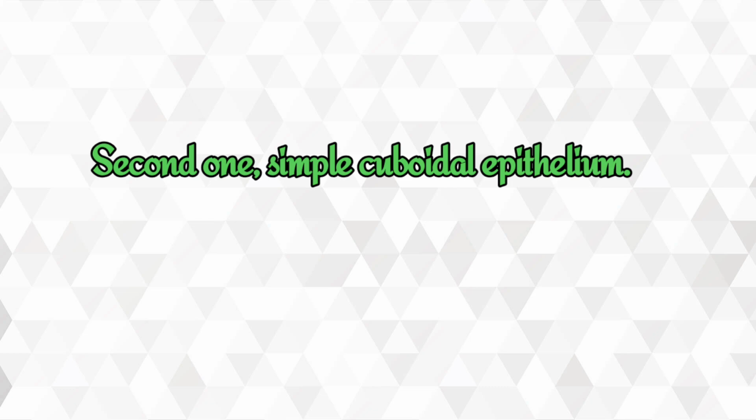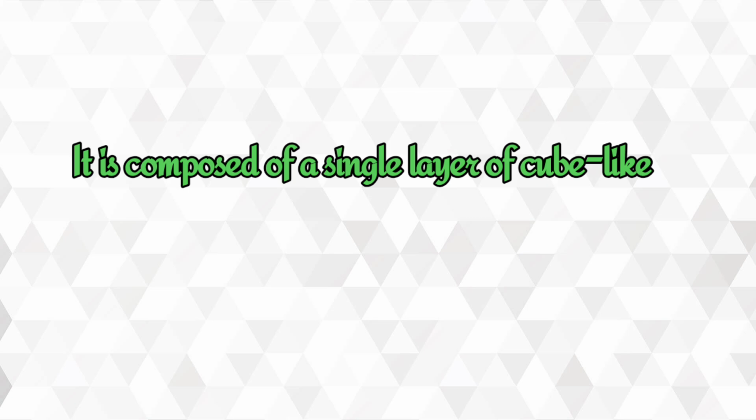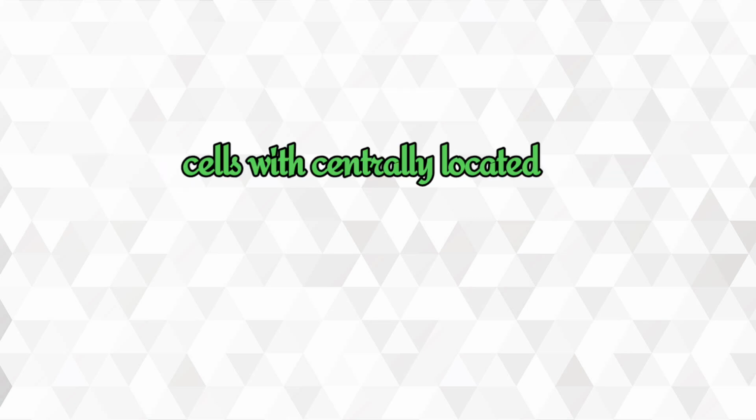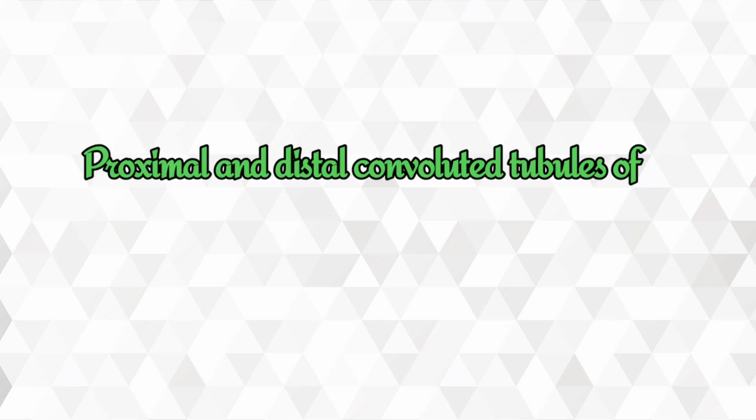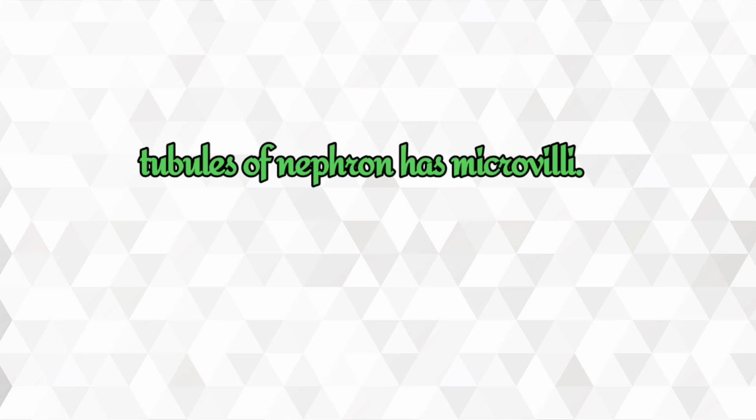Second one, simple cuboidal epithelium. It is composed of a single layer of cube-like cells with centrally located spherical nuclei. It is found in the germinal epithelium, proximal and distal convoluted tubules of nephron. Cuboidal epithelium of proximal convoluted tubules of nephron has microvilli.